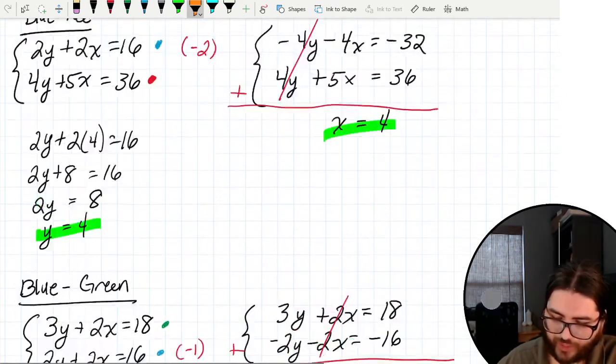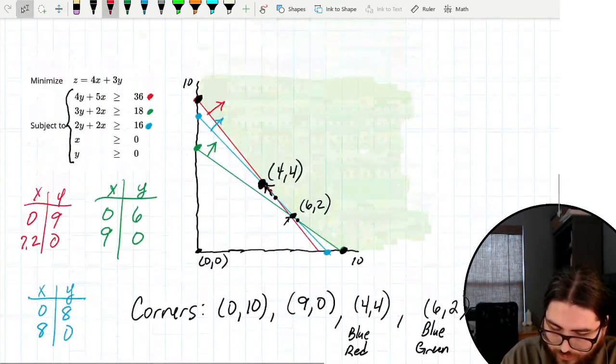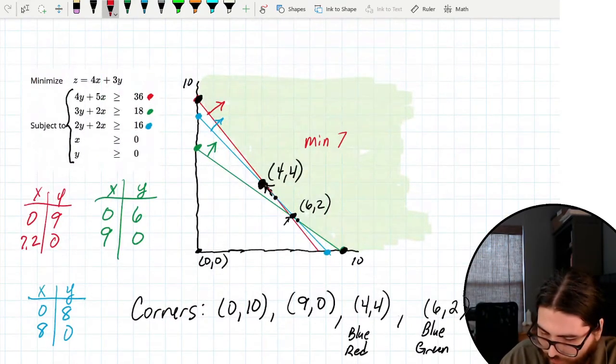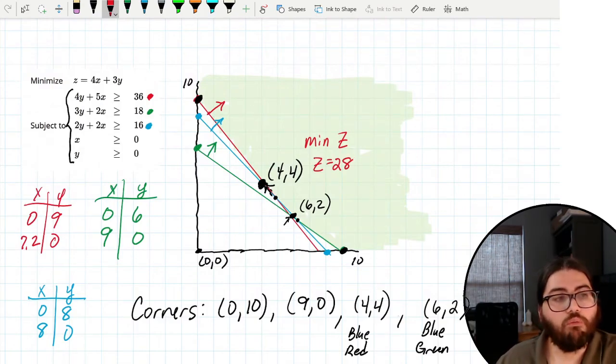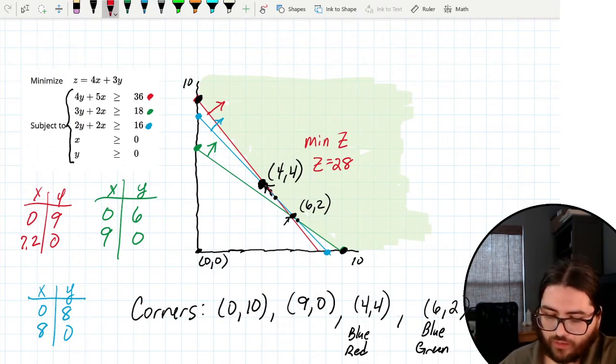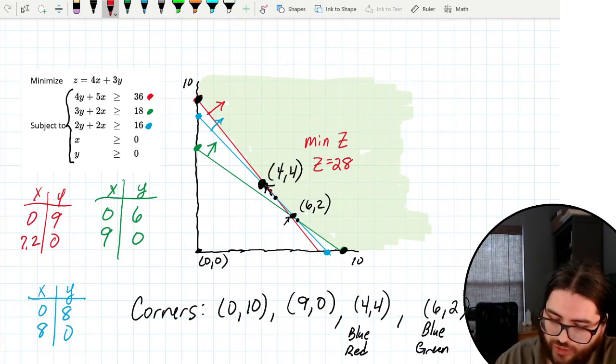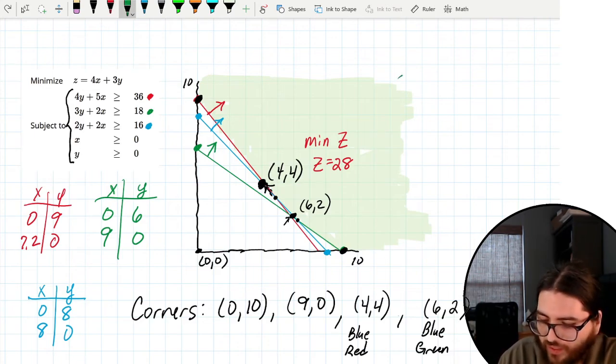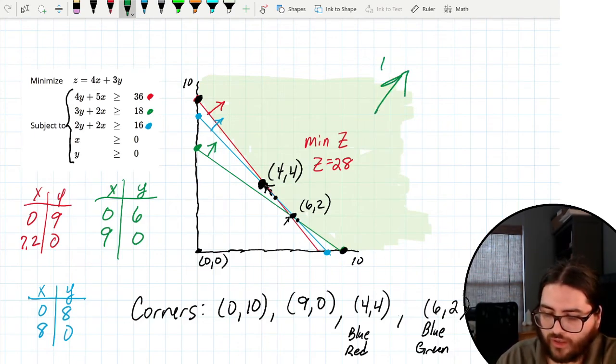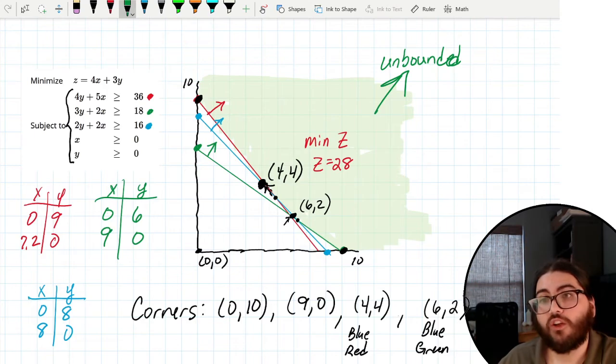So before I box in my answer, I need to make sure that moving in any one direction is not going to make it better. The problem with this particular region, do you see how it goes forever in this direction? I'll use a green marker to show that. Because this goes forever, this region is unbounded. That's the word we use for it, unbounded. It goes forever. And so the way that I check, because sometimes you'll have the situation where the maximum value doesn't exist, right?